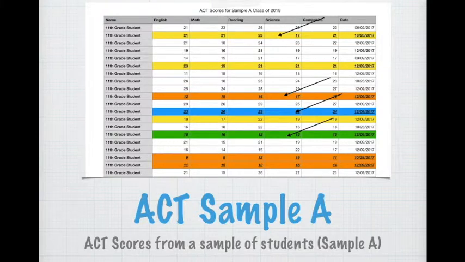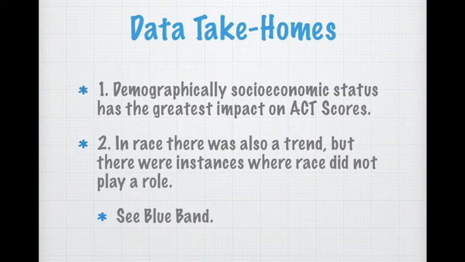So that to me points to the biggest thing, that socioeconomic status is going to be the most impactful thing on our students' scores. Like I said, in race there was also a trend, but there were instances where race did not play a role. That was the blue band that I was talking about.